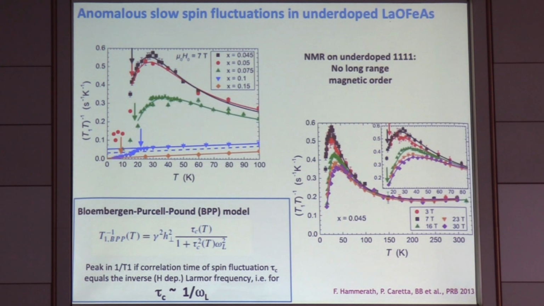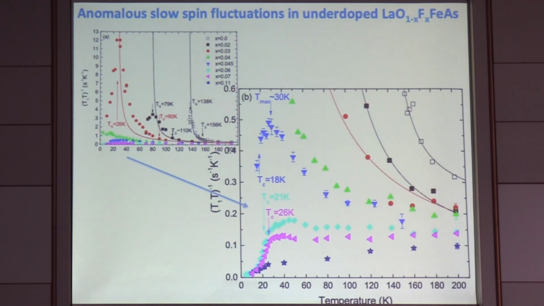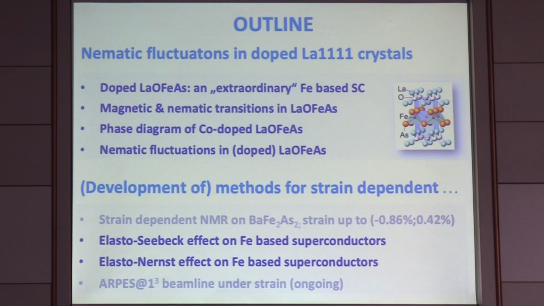What is the NMR you're using here? Arsenic. It's always arsenic. Okay, so we can do some fitting on that. I'll skip that. So that's the situation.